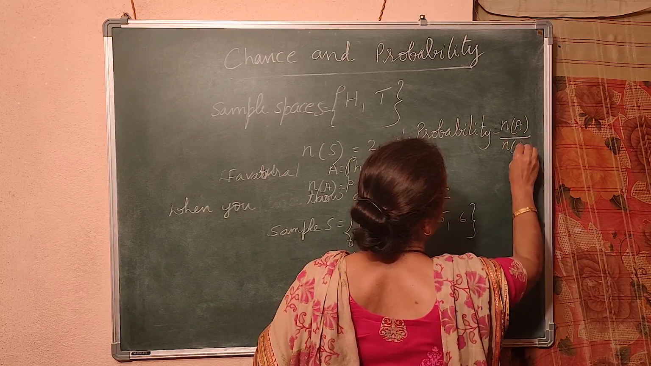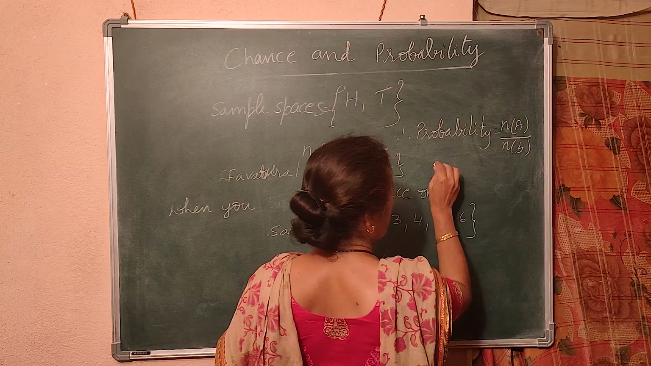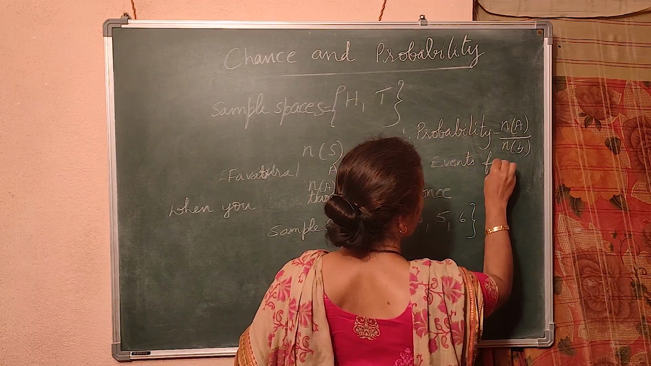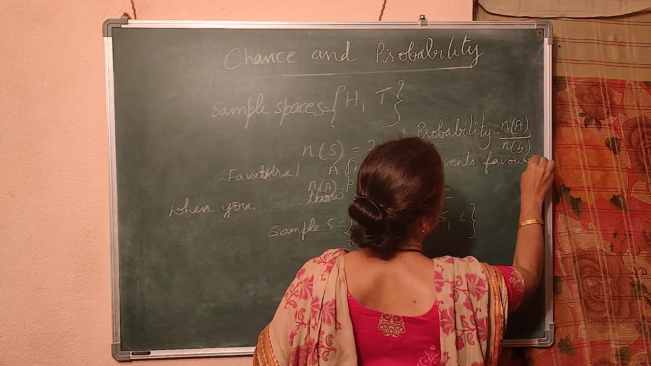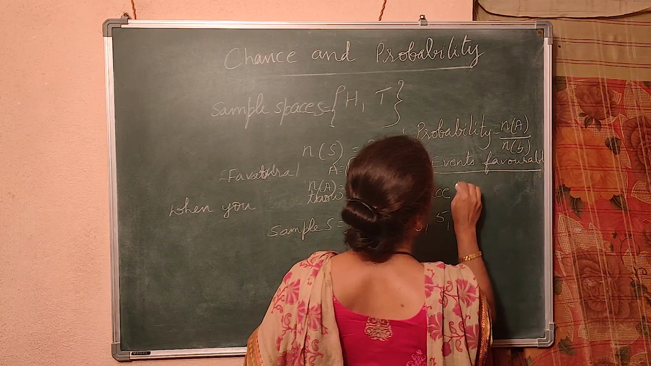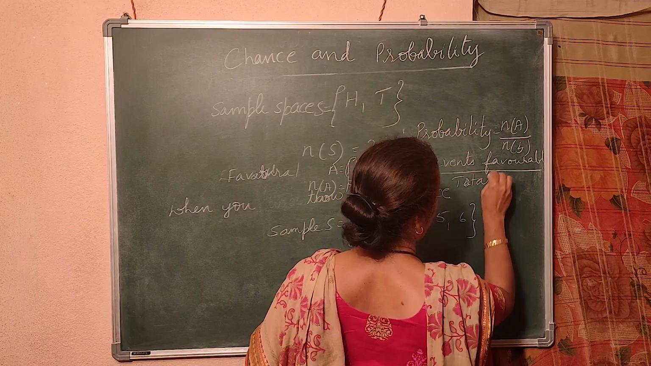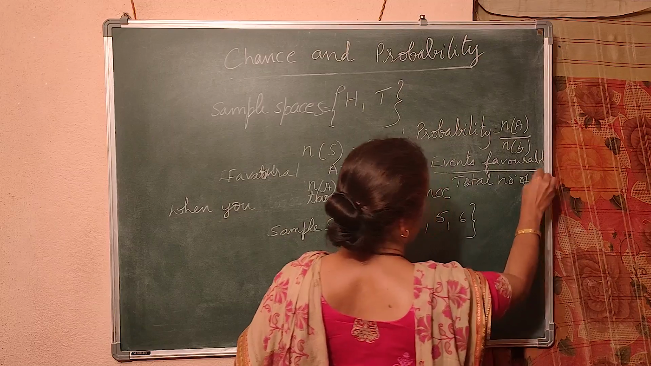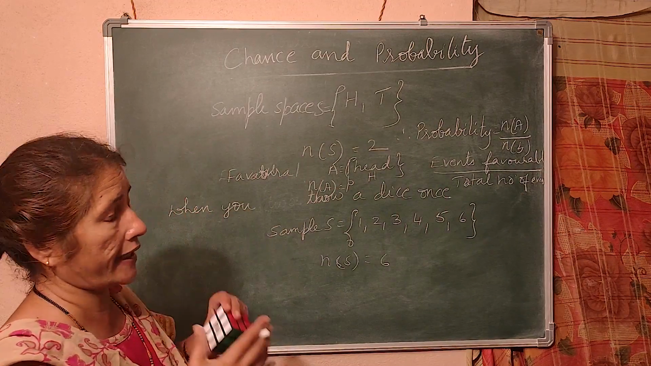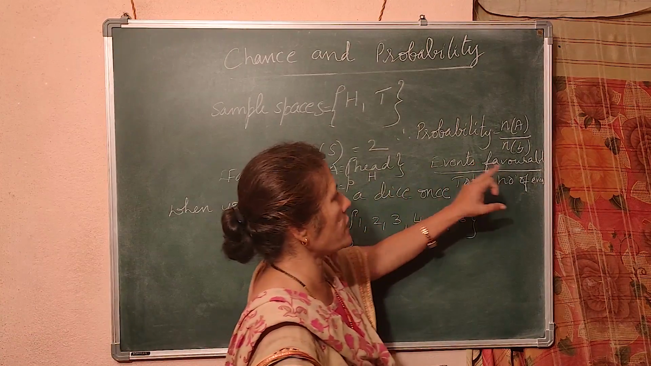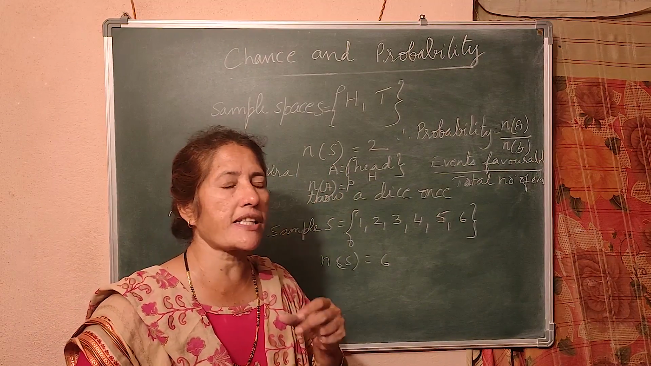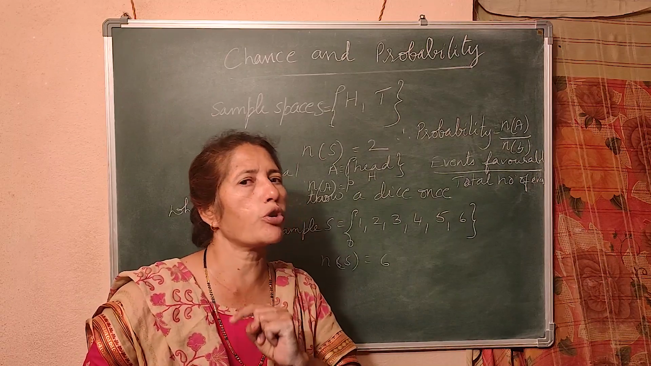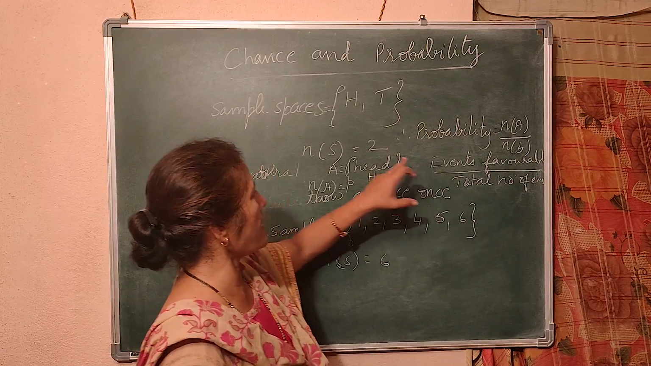What is the meaning of this? Probability is equal to events favorable divided by total number of events. They are not given in the textbook, but I am giving you the correct meaning of that. Events favorable. I said, what is the chance of getting head? That is the favorable event. 1 out of 2. So, total number of events are 2.